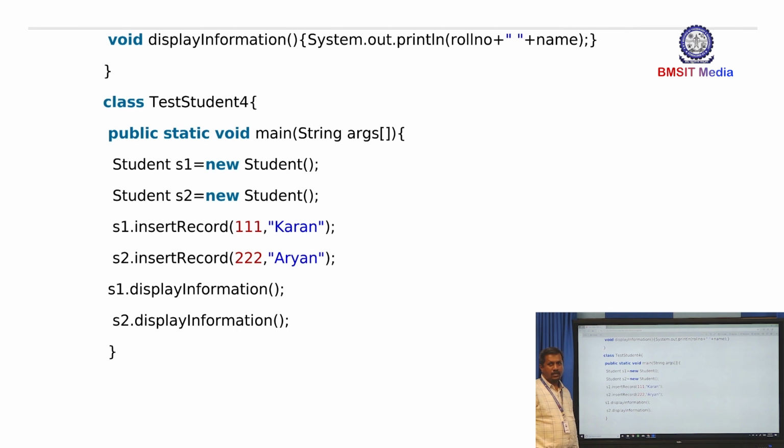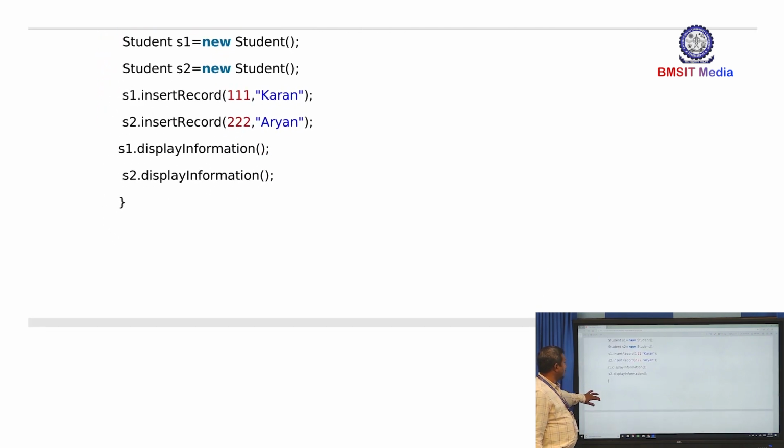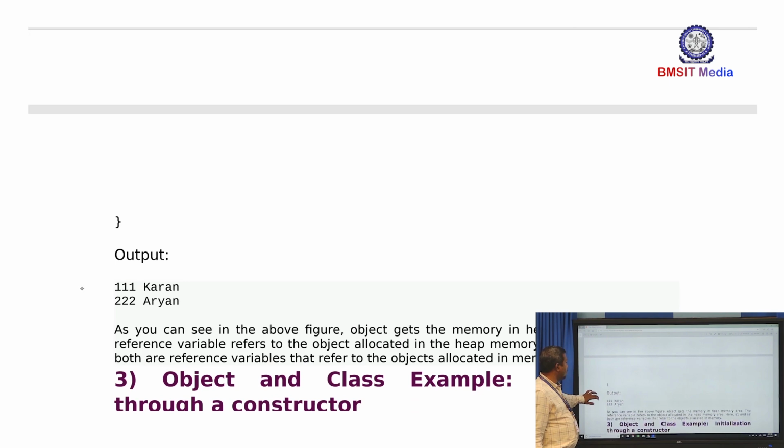Two objects, we are calling two methods. So the same method two times with two different values. Insert record first time with s1, insert record second time with s2. Similarly, we need to call the display information method once with the s1 and once with the s2 object. This is the output that we are getting.